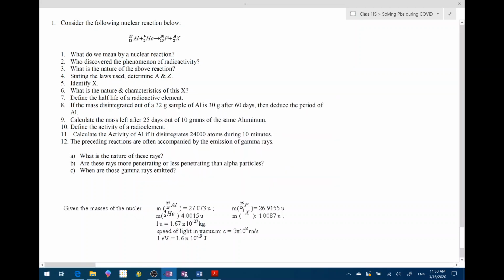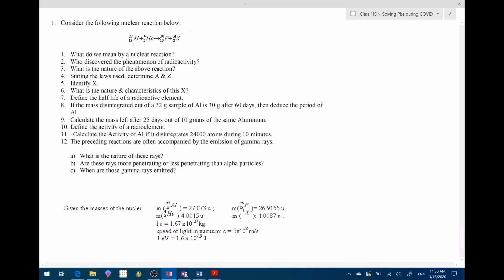Hello guys, I'm going to try to solve this exercise. It's the first of the list that I've given to you, I've posted on lesson. It's a sample question from the chapter that deals with radioactivity, the first chapter in our last unit. Okay, consider the following nuclear reaction.